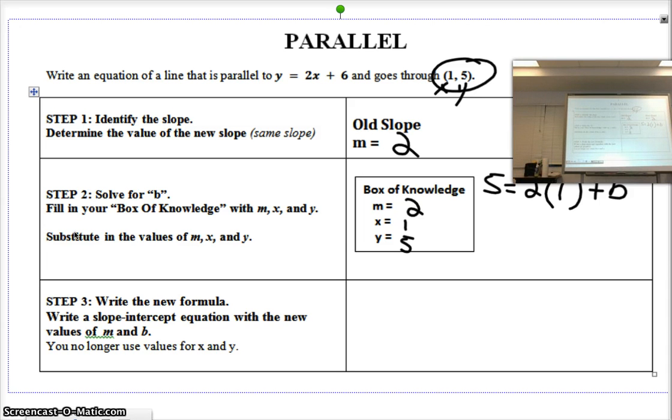Because b is what I'm solving for. Now we're going to simplify. 2 times 1 is 2. And how do I get b by itself?